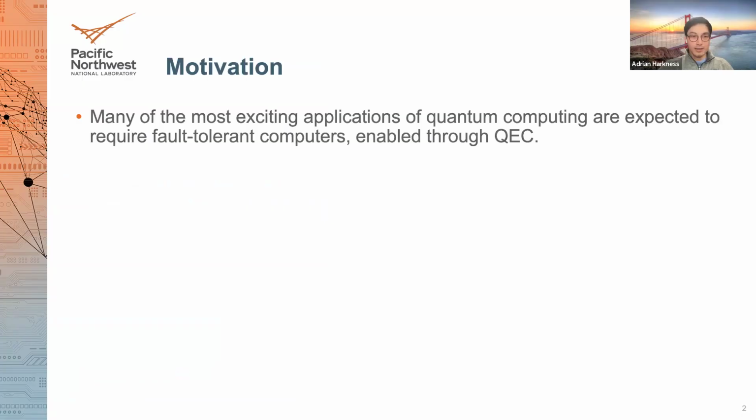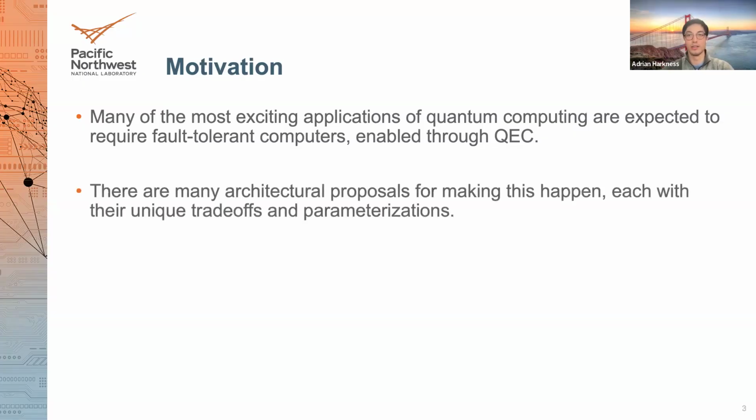Right. So I think the perspective in the field has really shifted in recent years to be that many of our killer applications and most exciting algorithms are expected to necessitate fault-tolerant quantum computers. And this is almost always enabled through quantum error correction. There are many architectural proposals for making this happen, and each of them have unique trade-offs in terms of space-time costs and other resource costs, and many of them have their own parameterizations for how exactly to implement them. And in many ways, this is a good thing.